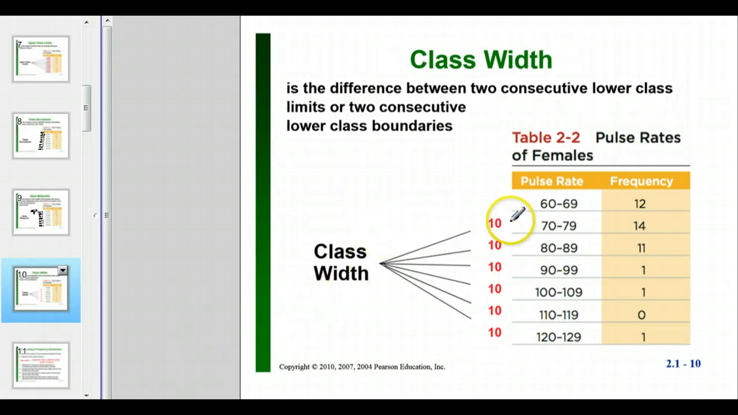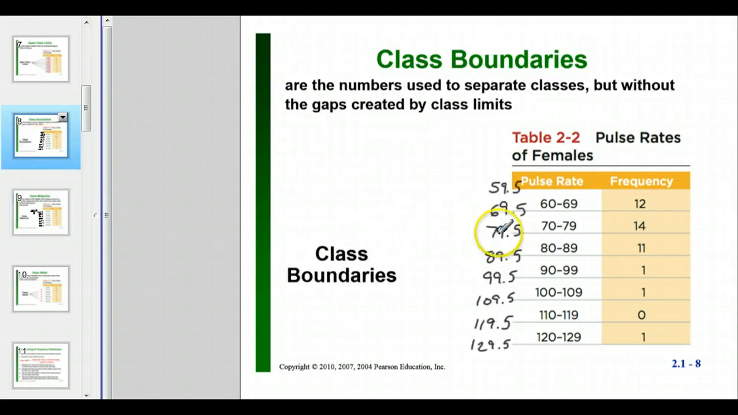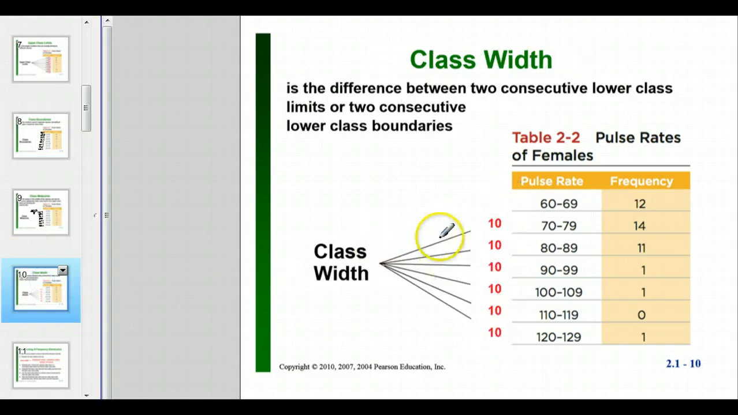Alright, and then class width. Several ways you can get class width. The easiest way is to take your lower limit and subtract. So lower limit minus lower limit is 10. Upper limit minus upper limit is also 10, so you could also subtract the upper limits. You can also subtract the class midpoints, one from the other, or class boundaries. Okay, so all of those tell us that the class width is 10.